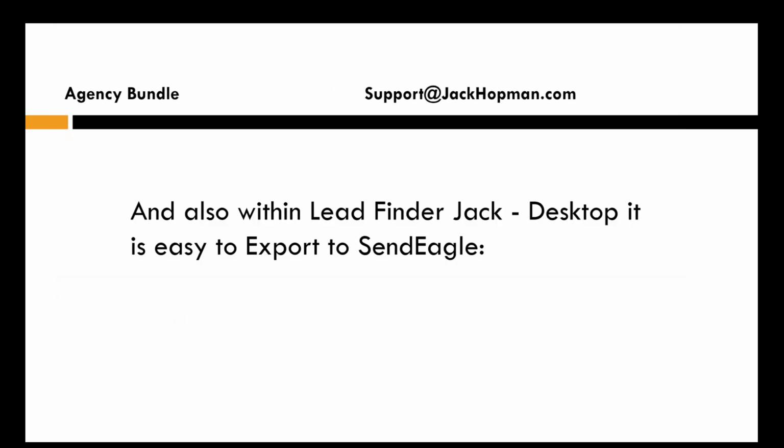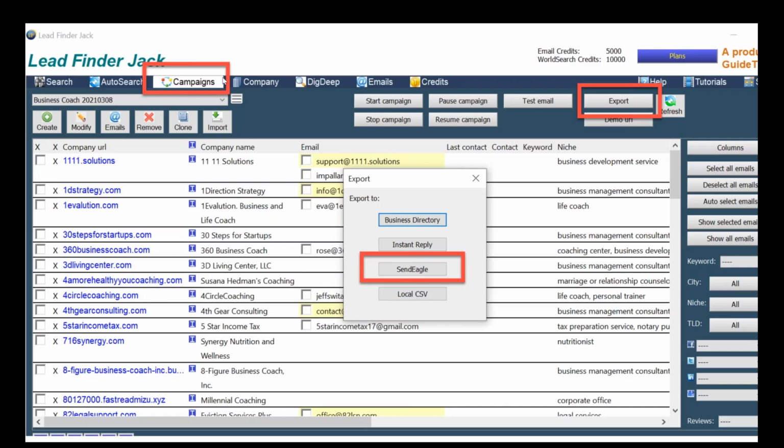So a lead for an executive is also easy to export to San Diego. When you go in the desktop version, you see Go Campaigns. You have here on the right top, you see export, and you can export to the business directory. You can export to instant reply. You can export to San Diego, and you can even download the CSV.